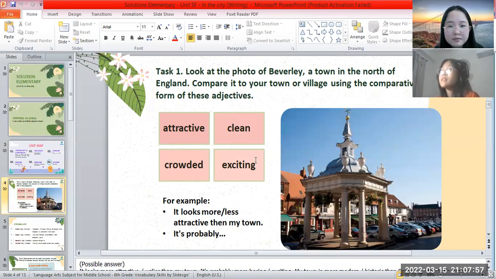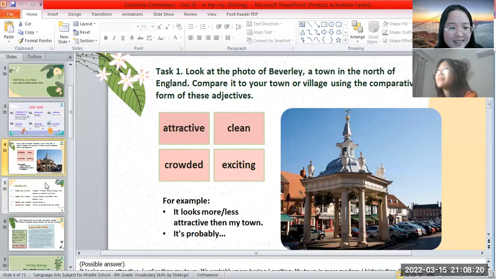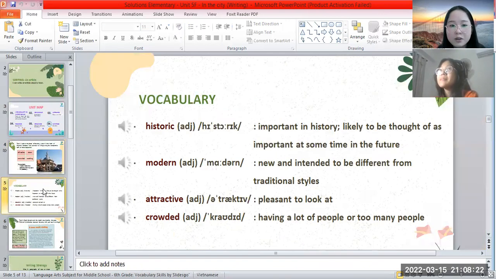So the comparative is kind of easy, right? Just use some kind of comparative form. So remember in the test, we will have the comparative form and superlative form. Okay, remember to review it. Now let's learn some vocabulary before we move on to practice some writing.